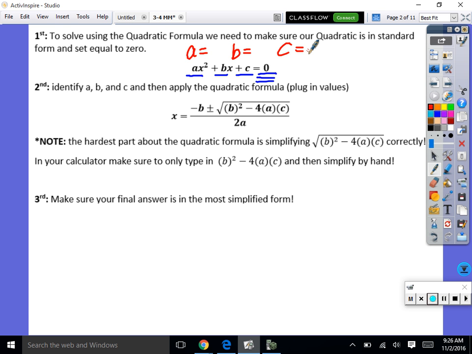Now, from there, it's easy to plug it in, but the hard thing is simplifying it correctly. So note, the hardest part about the quadratic formula is simplifying this piece correctly. So I want you to highlight, this is the hardest piece to simplify.